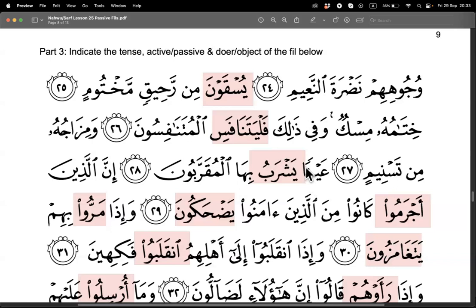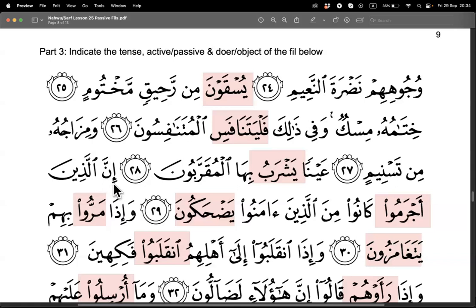So ainan, any idea what it means? Ain maybe relates to water, am I right? Yes. Ain can be ice, can be springs. Here it is spring, because we know yashrabu means to drink. Yes, correct. So this ha is going back to this aina. So those who are close, the muqarrabun, will drink from it, meaning the springs. Good. Next one.